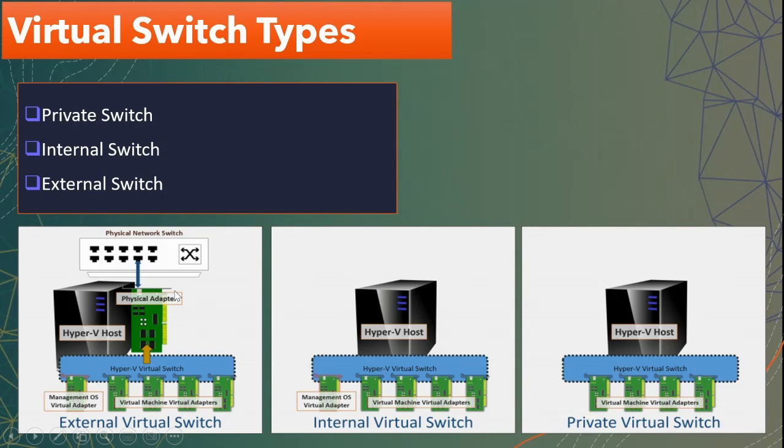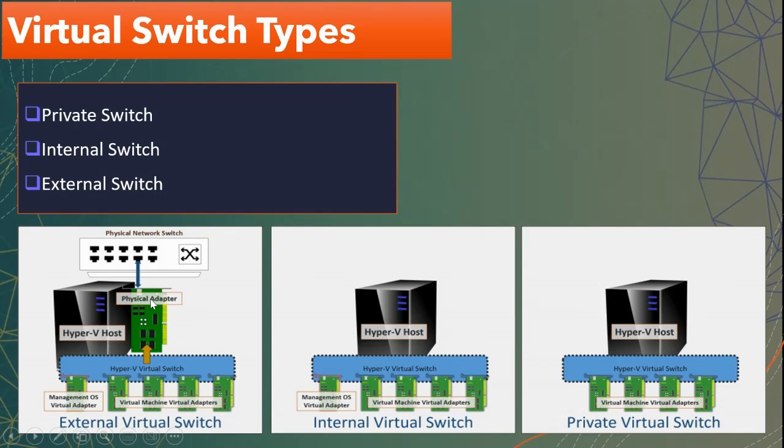So that shows us that whenever we create an external switch in Hyper-V environment, our virtual machines will be able to communicate with the Hyper-V host with the help of this management OS virtual adapter, and they will also be able to communicate to the external networks with the help of this physical adapter. So we'll have to map one of our physical adapters to this external switch whenever we create one external switch so that our virtual machines can connect to external networks.